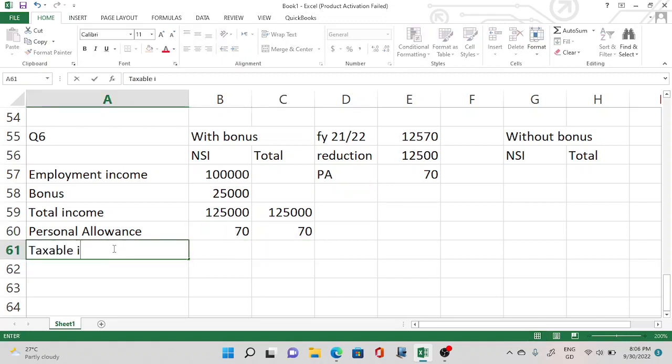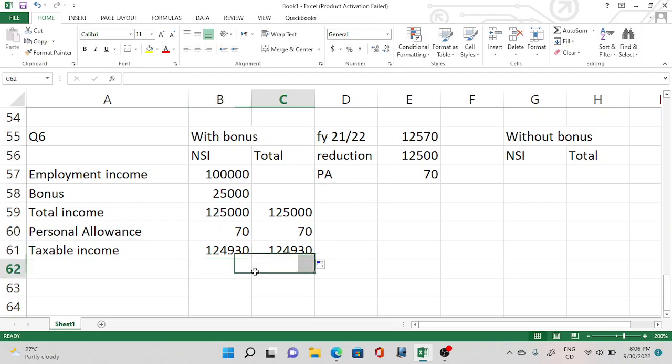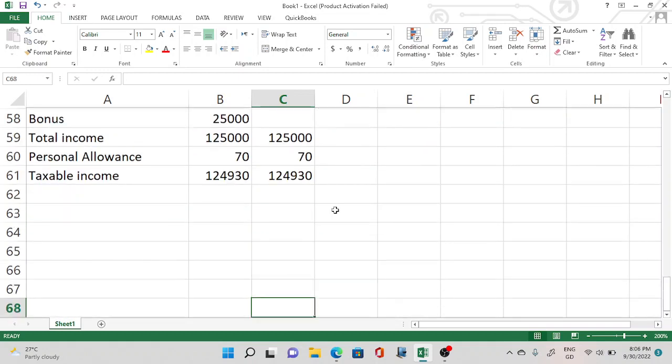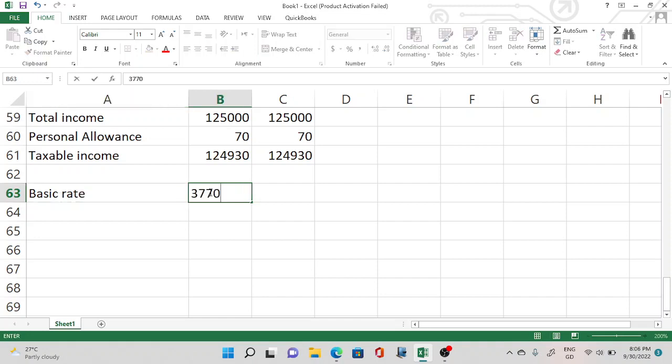Then you will have your taxable income. What will be your taxable income? Let's try the same. So this is 124,930. Now we have to find out the income tax liability. So into the basic rate, 37,700 will go. Okay, and let's multiply.